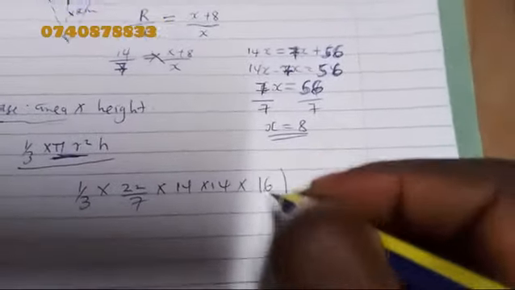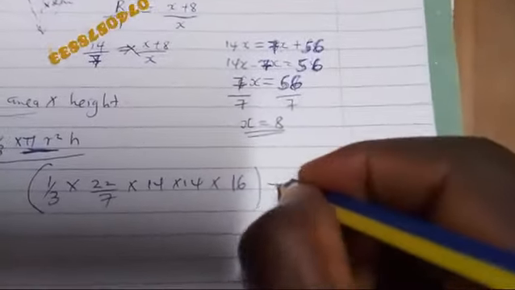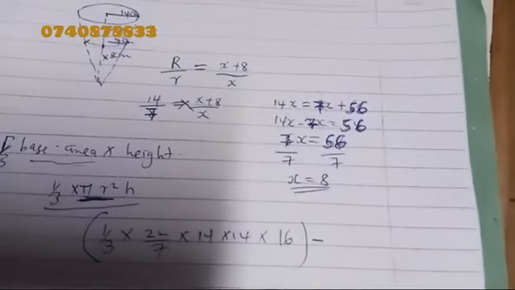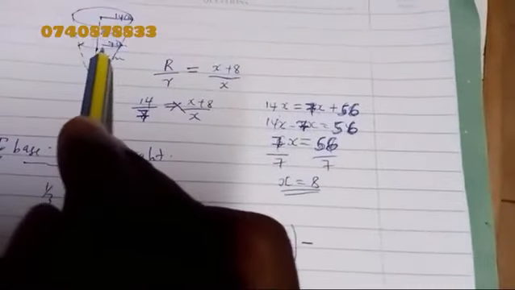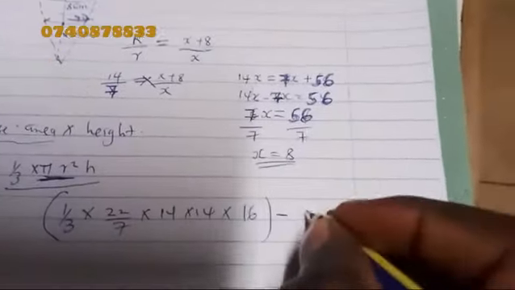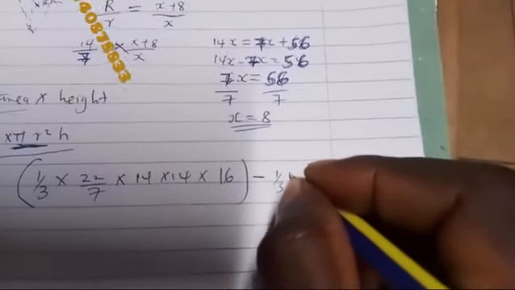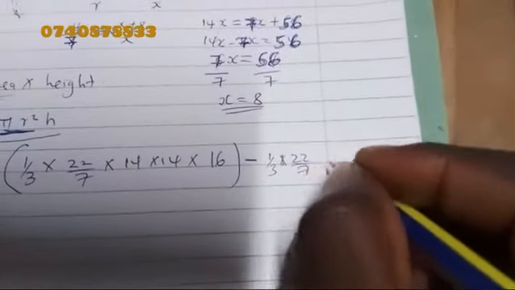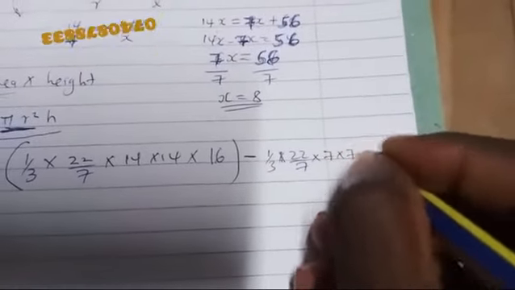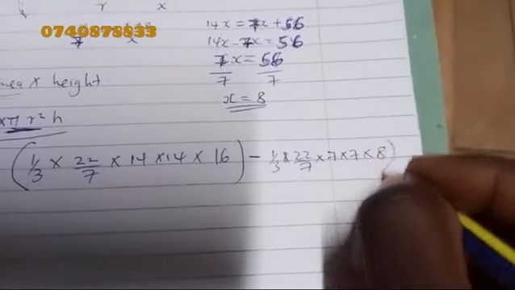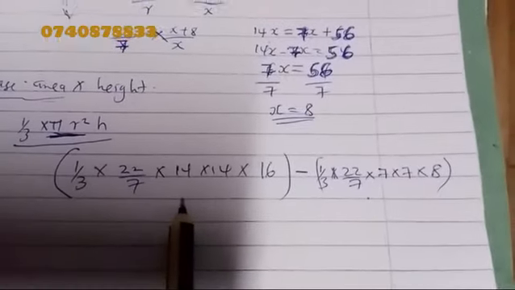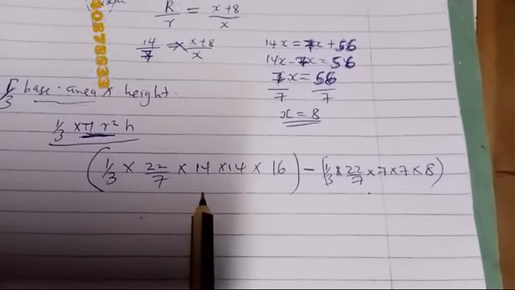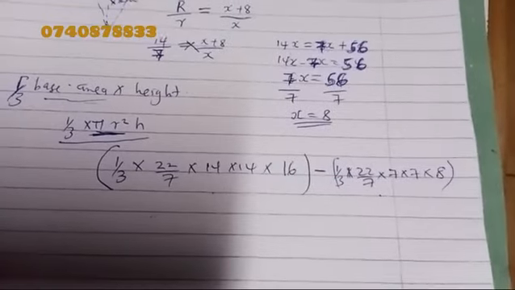Then this, you'll subtract from it the area of the excavated cone, the bottom area, this one, multiplied by its height. So it will be that times 22 over 7 times 7 times 7 times 8. So after subtracting this from this, what you will remain with will be your volume. And it is very simple.